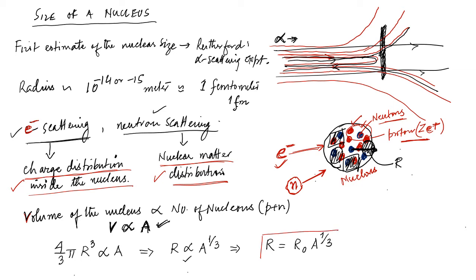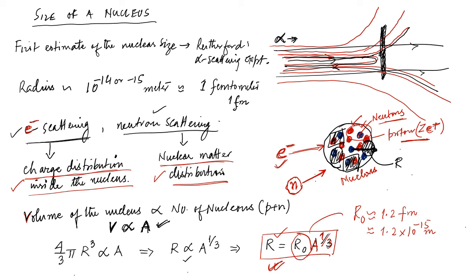This is the very famous expression for the radius of the nucleus, where A is the mass number, neutrons plus protons, and R naught is experimentally roughly 1.2 Fermi, that means 1.2 times 10 to the power minus 15 meter. Using this expression, we can find the radius of any nucleus.